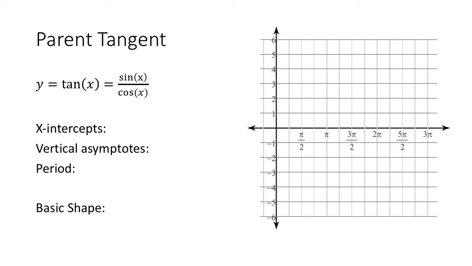Okay, so the first thing that we're going to do is discuss our parent tangent function. The first thing that's important to note is that tangent is a rational function that is sine of x divided by cosine of x, and that is equivalent to tangent. So to find our x-intercepts, we're going to look at the zeros of the numerator. We want to know, when does sine of x equal 0? We've got to think back to our unit circle.